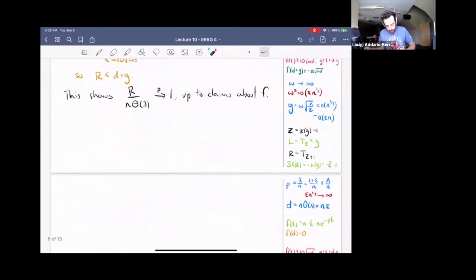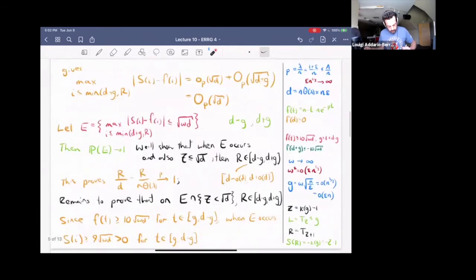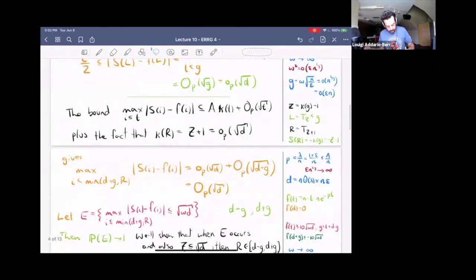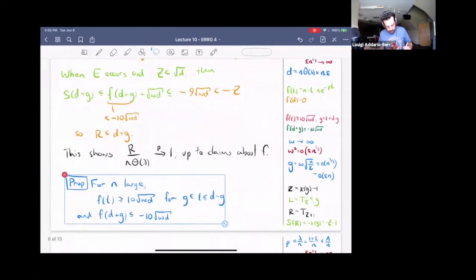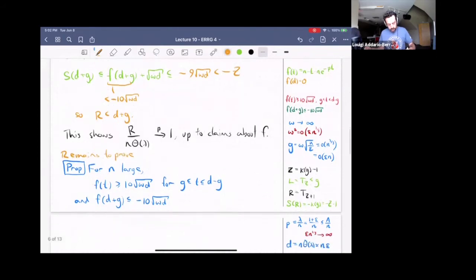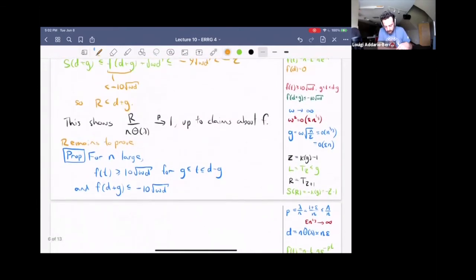Did I not copy? We're trying to prove these bounds on f. So that's what it remains to show. We have some information about f already.